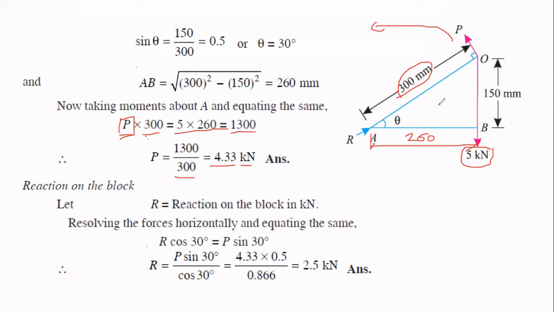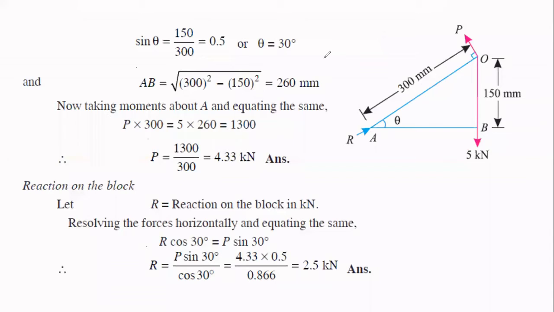From this arrangement, for this condition, the pull required is 4.3 kilonewton. Okay, once we apply this 4.3 kilonewton pull to this wheel, what will be the reaction which is developing at this particular location? Now, to find out this reaction developed, what do we have to do? We have to resolve this force in horizontal as well as in vertical direction.